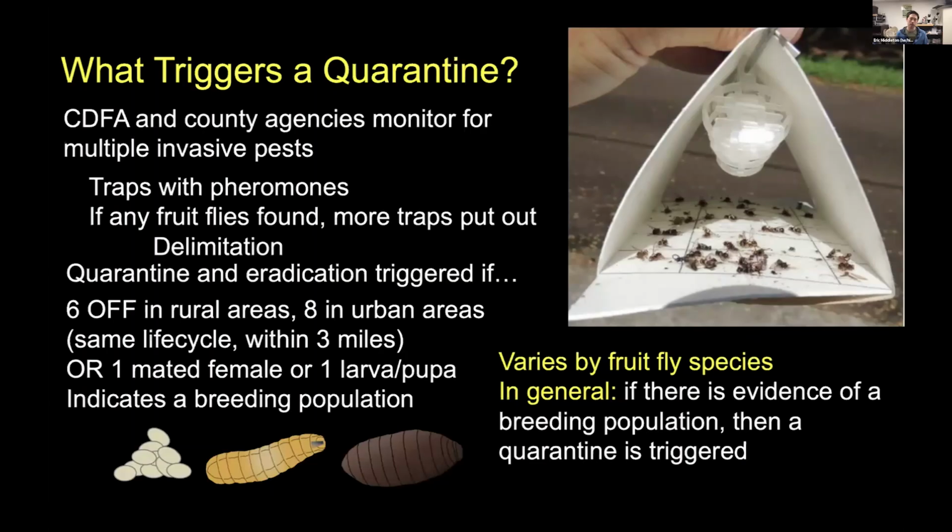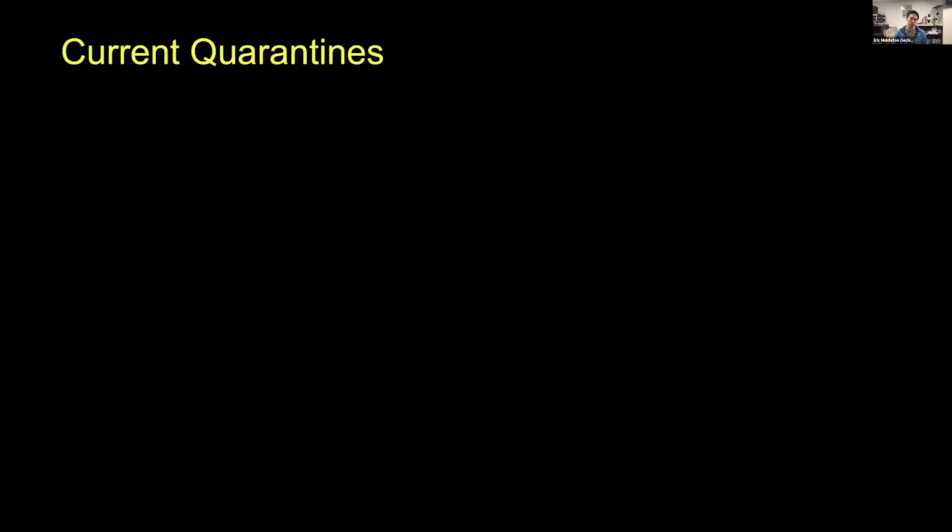And you can sort of see the logic behind this: sometimes maybe 1 or 2 fruit flies will get in and they'll die off. But if they're starting to establish a breeding population, that's when you actually have to worry about it. So you're looking for indicators that there is a breeding population, and that's when the quarantine is triggered.